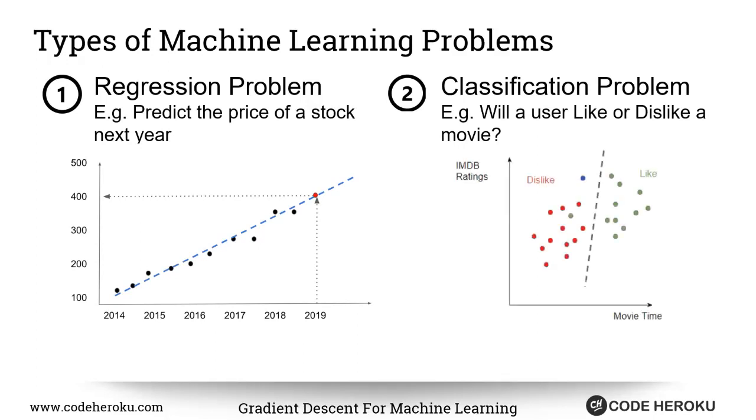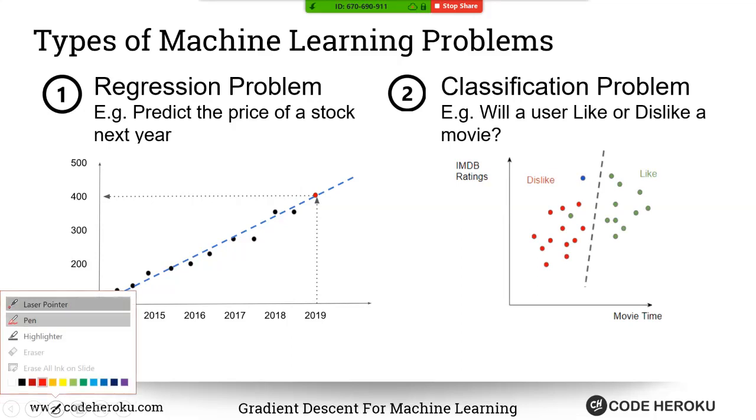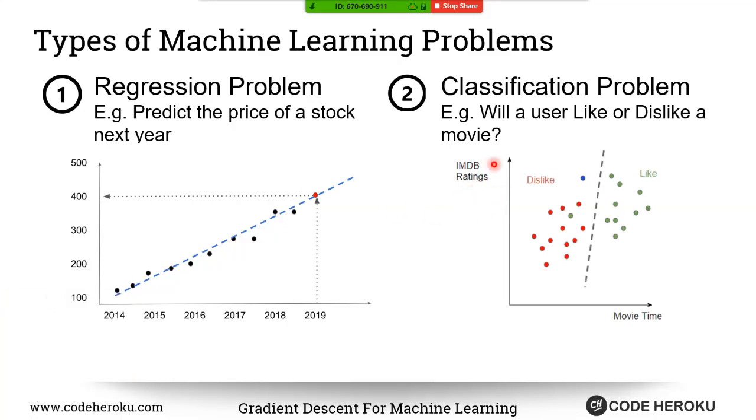And another example that I'm giving over here is the movie classification problem. So whether a user will like or dislike a movie, right? So based on the IMDb ratings and the movie time and the past data that was given to us, can we predict whether this new movie, will this user like it or dislike it, right? So based on the classification boundary that we have drawn, this point looks like the user is going to dislike it, right?